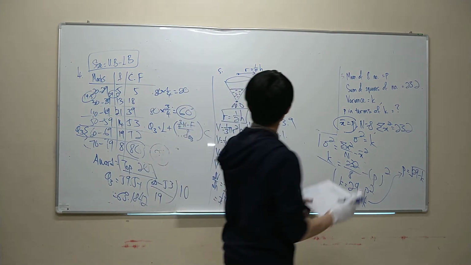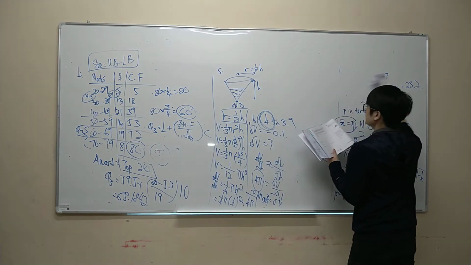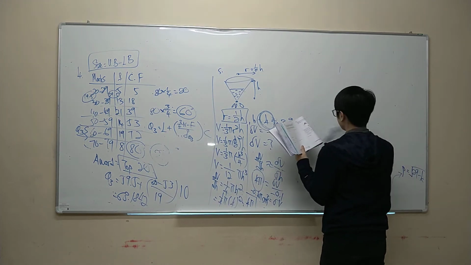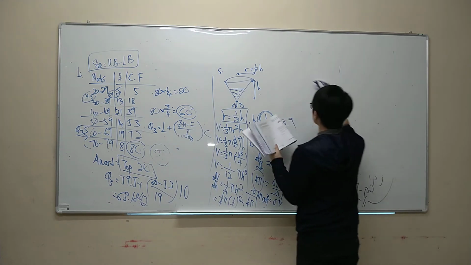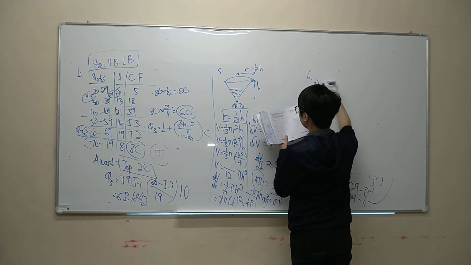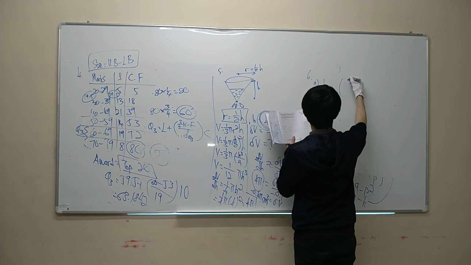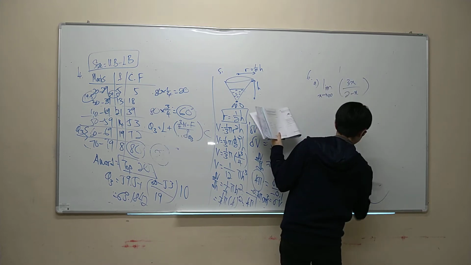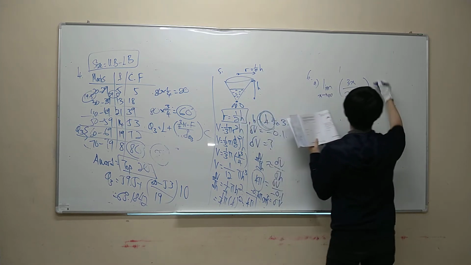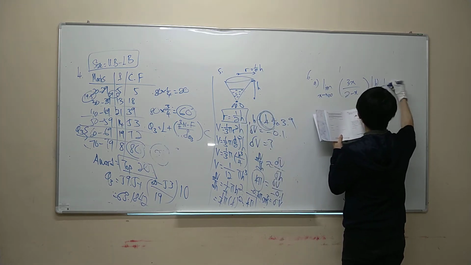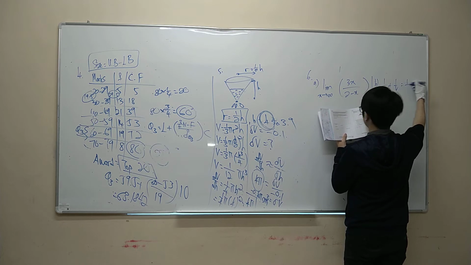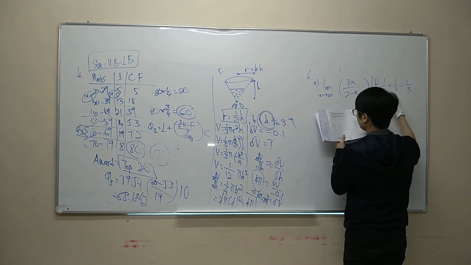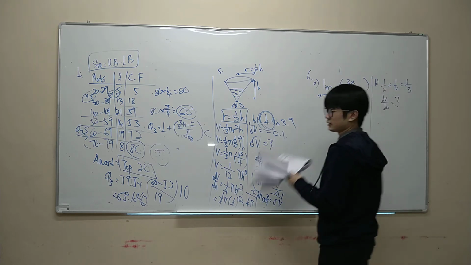Next question will be number 6. Number 6 is also differentiation, and I also already taught this. Okay? So number 6, find the value of the limit as x approaches infinity of 3x over 2 minus x. And for part b, 1 over u plus 1 over v equals 1 over 3, and then find dv/du. Alright, let's do it.